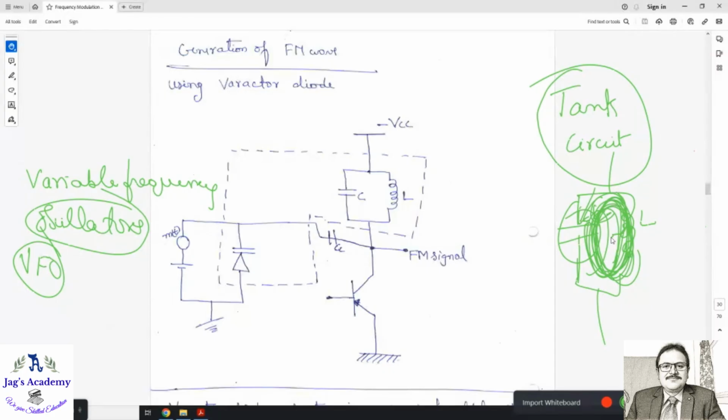And what does it generate in the process of charging and discharging? Charge, discharge, charge, discharge. What will it generate? It will generate an oscillation. There are things called damped oscillations and undamped oscillations. So the LC circuit, which is called a tank circuit, generates oscillation, which is called an oscillator. This is the simplest circuit which generates oscillations.